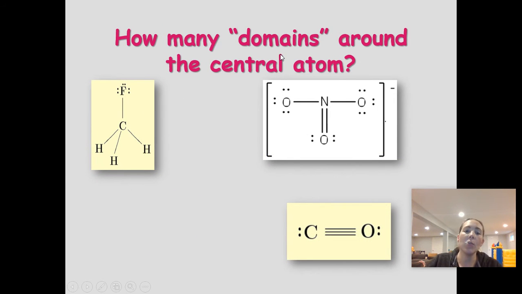So for this, how many domains are on the central atom? For carbon, we've got one thing here, one thing here, one thing here, one thing here. That's 4 domains. For nitrogen, 1 here, 1 here. This double bond counts as one thing coming off. Another thing, so we have 3 domains on the nitrogen. And then for carbon here, this carbon has 1 lone pair and 1 bonding domain coming off of it. And the same thing for this oxygen, 1 lone pair coming off and 1 bonding domain.